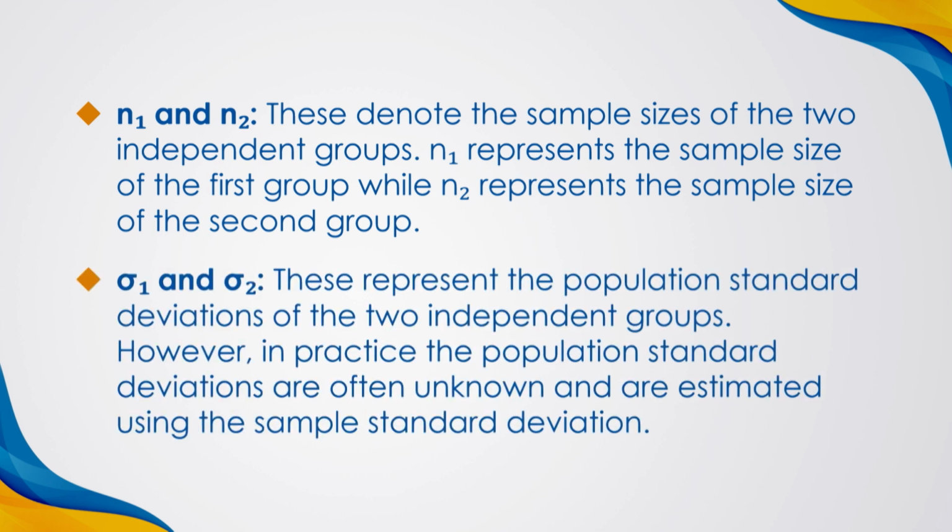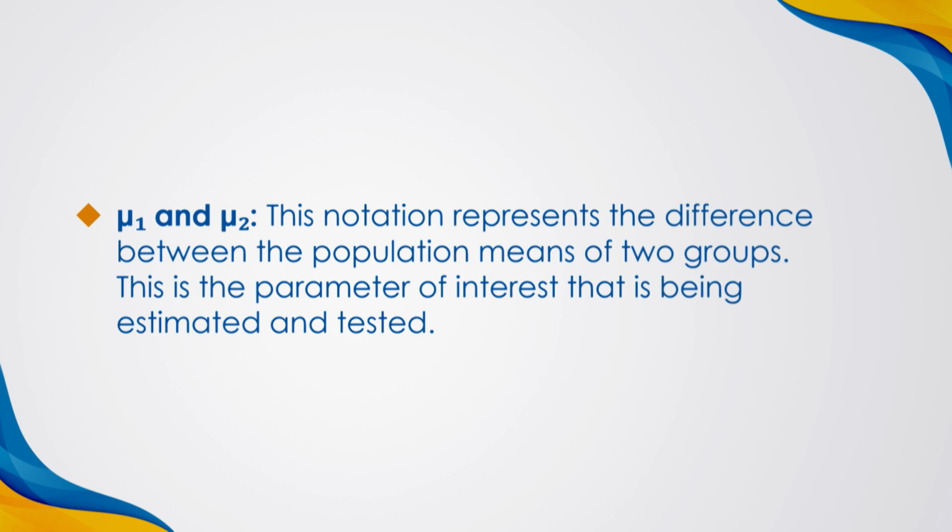Sigma 1 and sigma 2 represent the population standard deviations of the two independent groups. However, in practice, the population standard deviations are often unknown and they are estimated using the sample standard deviations. mu1 and mu2 are called the population means. This notation represents the difference between the population means of two groups. This is the parameter of interest that is being estimated and tested.